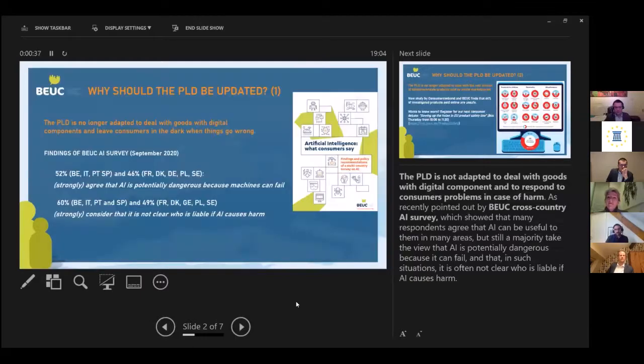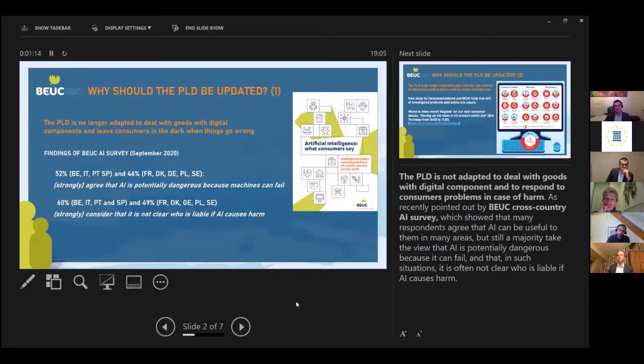As you mentioned, Christian, the Product Liability Directive is an extremely important instrument for consumers. It's part of consumer law in the broad sense, and indeed, as was mentioned earlier, this is a directive that dates from the 80s, long before all these products and all these ways of distributing goods have emerged, and certainly it's high time that the directive be updated. And there are basically two aspects that I would like to focus on.